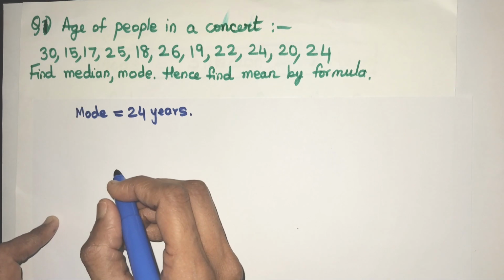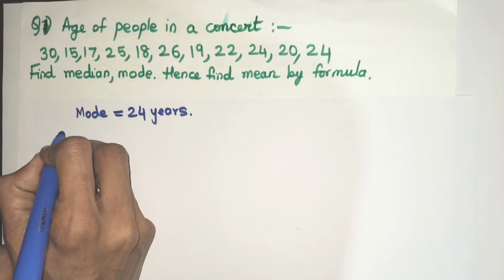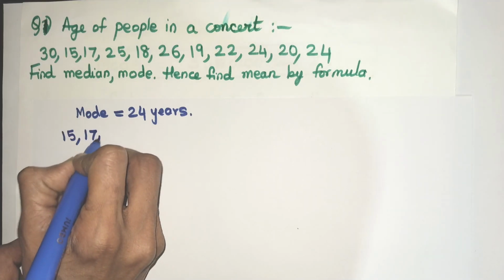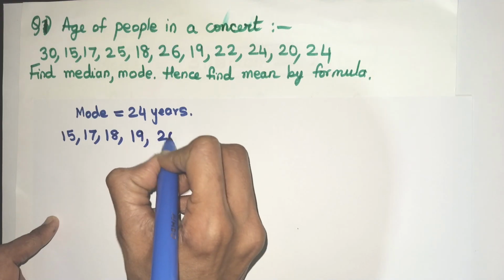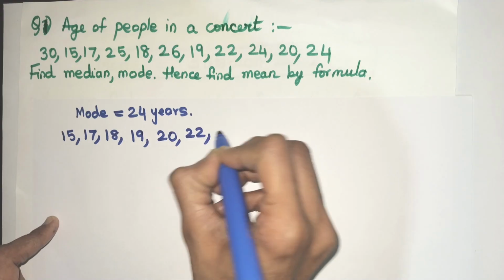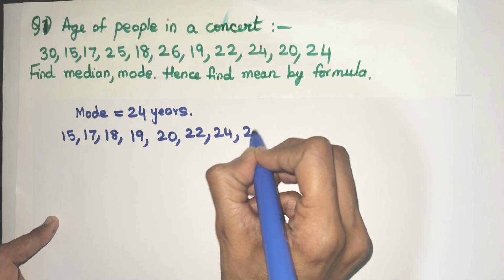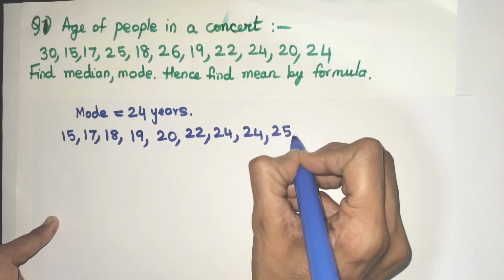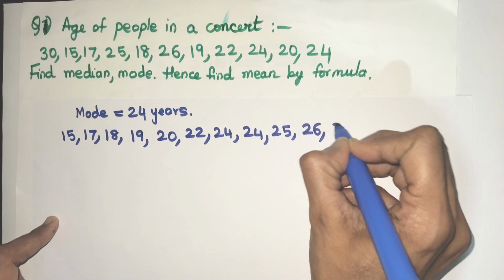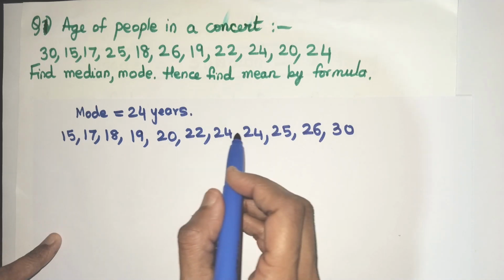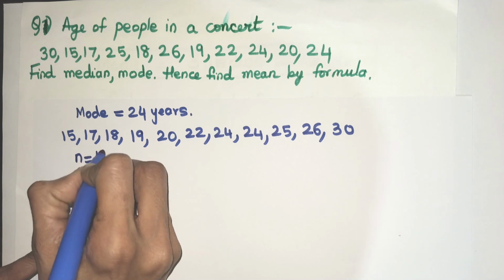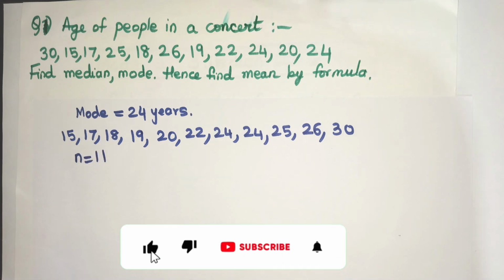So friends, let me arrange this. In the ascending order, it will be 15, then 17, 18, 19, 20, 22, there are two 24s, 25, 26 and 30. I hope I got all this right. Now how many observations are there? Yes, if you see, there are 11 observations. So my n is going to be 11.